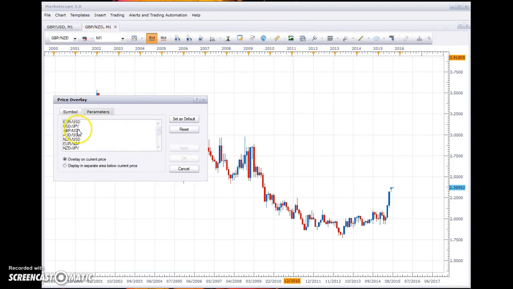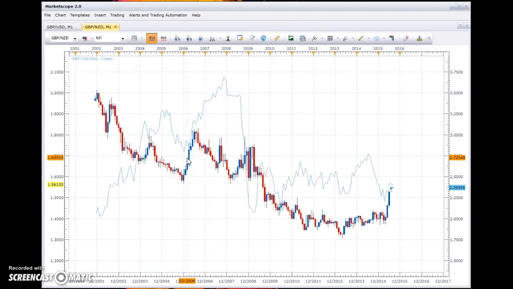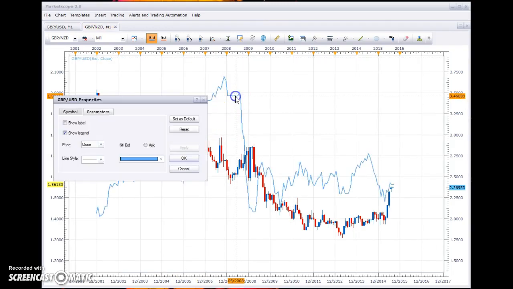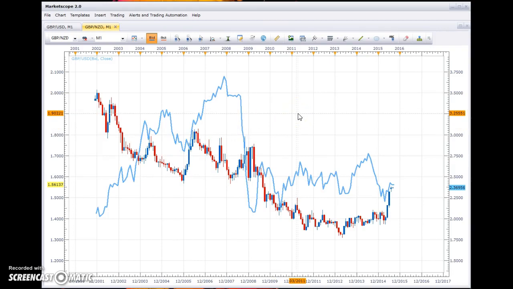So let's start with the pound USD, which is the cable. We have it here in this line format, which we can change to make it a bit more visible. So let's make it a little bit more visible. On the right hand side is your pound New Zealand dollar price, and here is our overlaid pair price. We see how much the two pairs correlate.